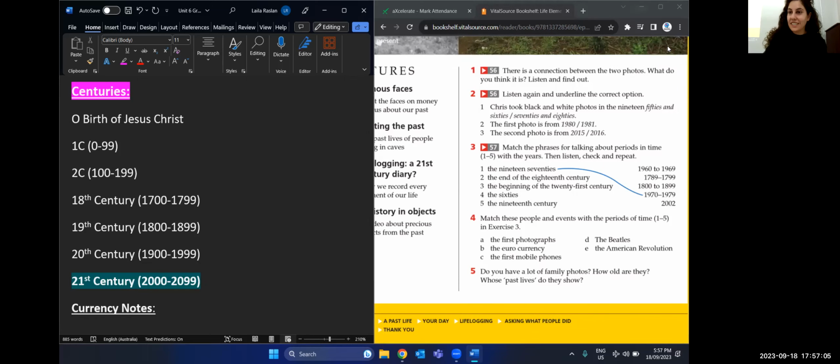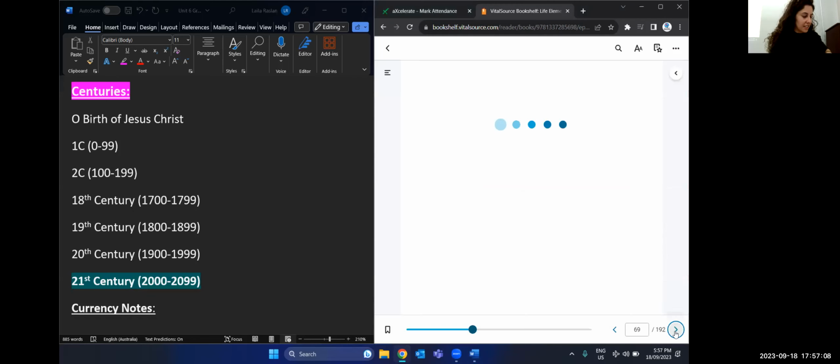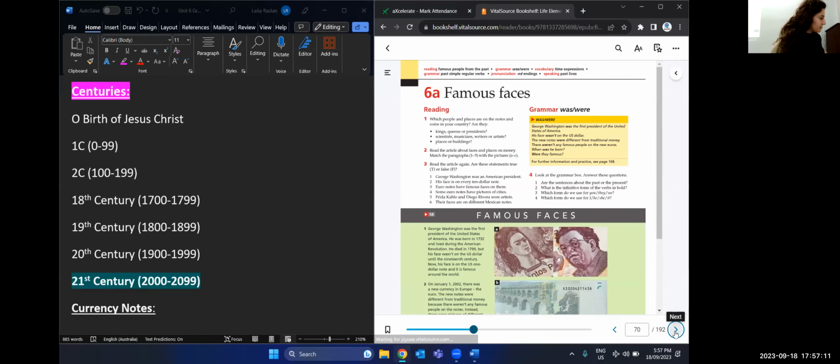Okay, let's go straight to the next page, which is looking at currency. So currency means like the money, and every country has different currency. Some countries share the same currency. Like in Australia, we have the Australian dollar. In America, they have the American dollar. In Canada, they have the Canadian dollar. So it's the same currency, the dollar, but it's a bit different. The Australian, the American, and the Canadian dollar. Or, you know, some other one.